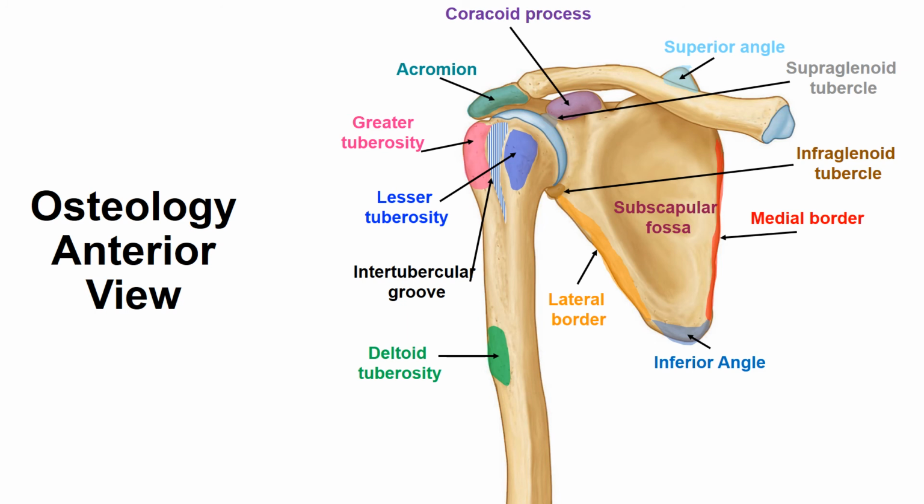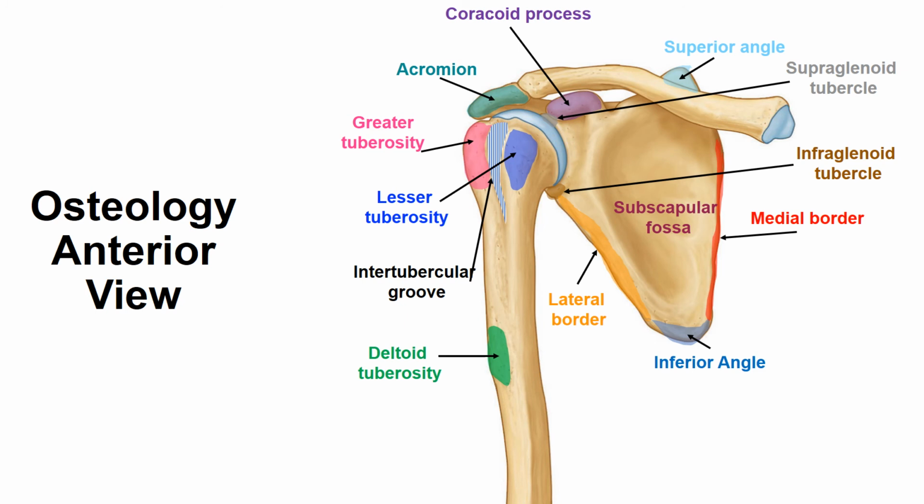Then we have our lateral border that's sandwiched between the scapula and the humerus, and this is much thicker than the medial border. That's because most of your weight-bearing exercises for your shoulder will lay on that lateral border, and so it needs to be thicker to be able to support all of our weight.